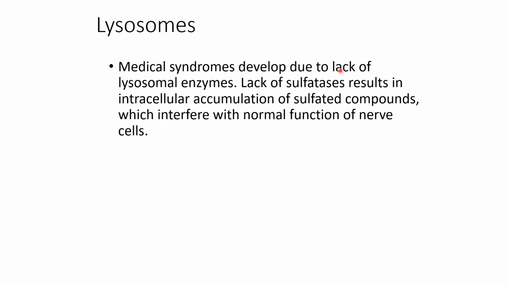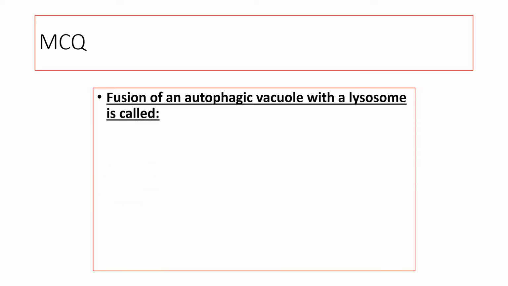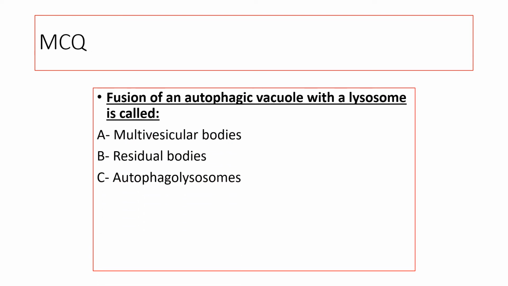Medical syndromes develop due to lack of lysosomal enzyme, lack of sulfatase. As I said before, if I have no sulfatase, I will not break the sulfate, which results in intracellular accumulation of sulfated compounds that interfere with the normal function of the nerve cell. Fusion of the autophagic vacuole with a lysosome is called an autophagolysosome.